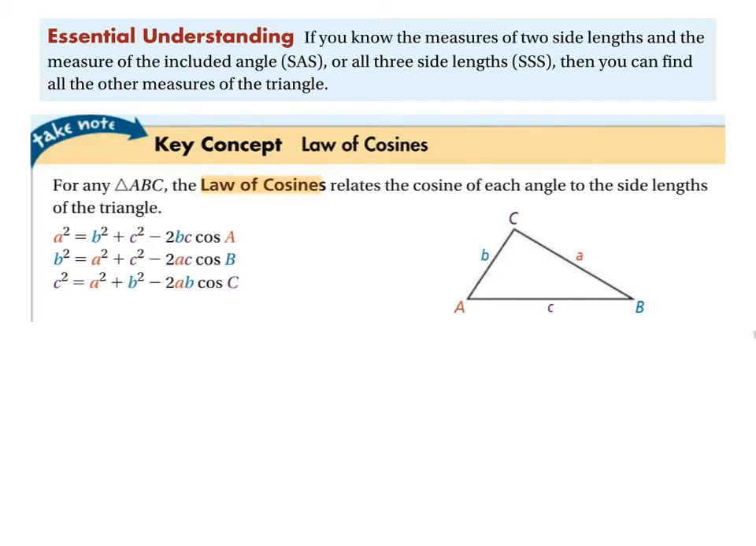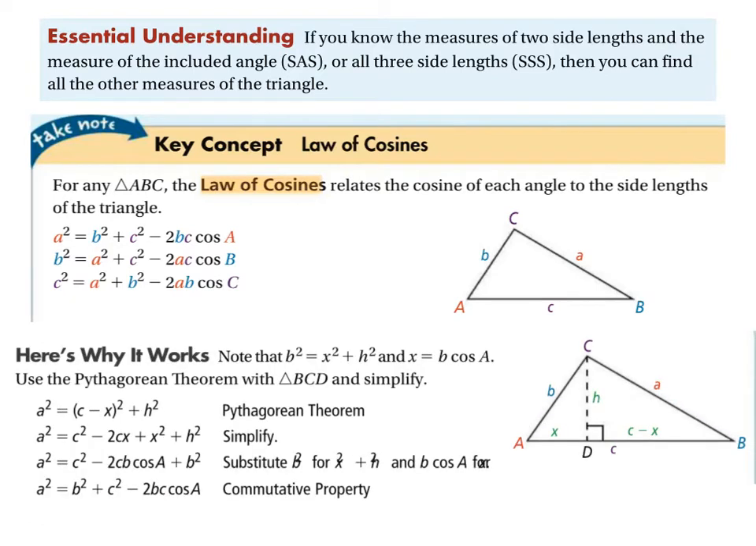So again, for that one, you'd say this side squared is equal to this side squared plus this side squared minus 2 times this times the cosine of this. And that can go for any particular side. That's what the law of cosines says. By the way, down here it says b squared, x squared, and h squared, and this says for x. The online book has some bad formatting sometimes.